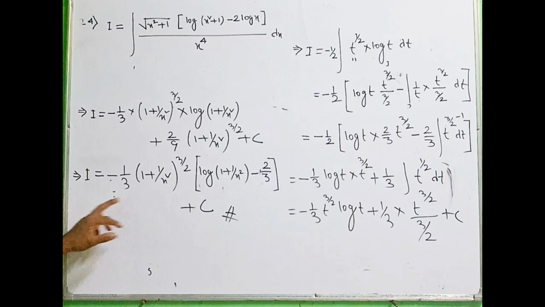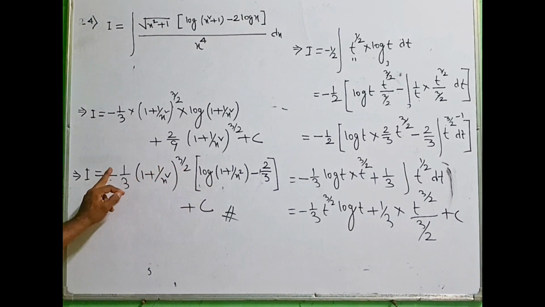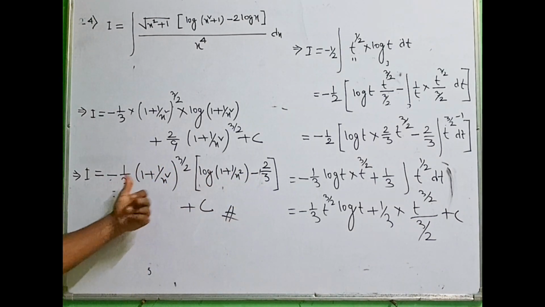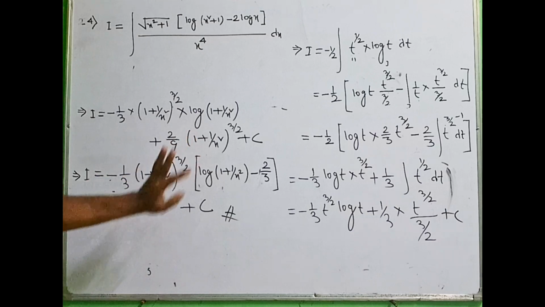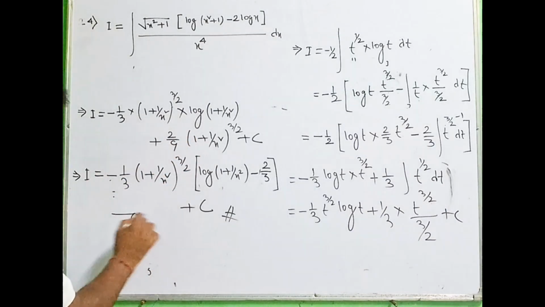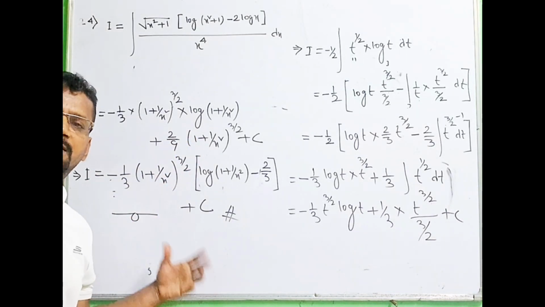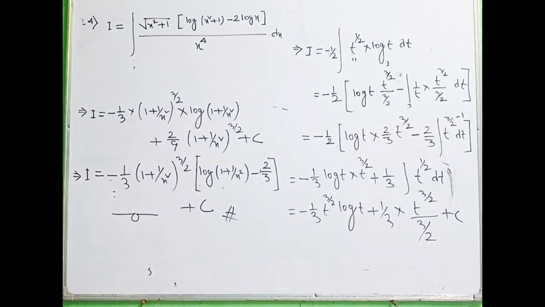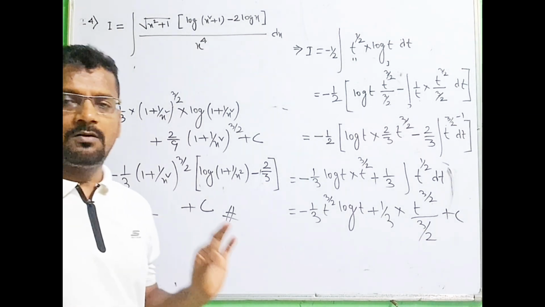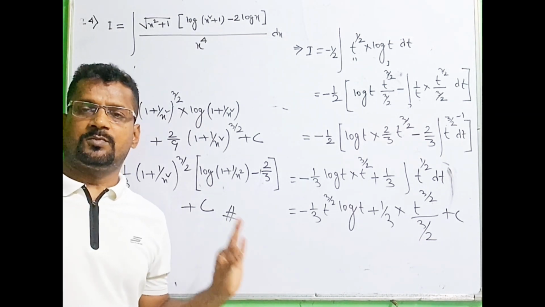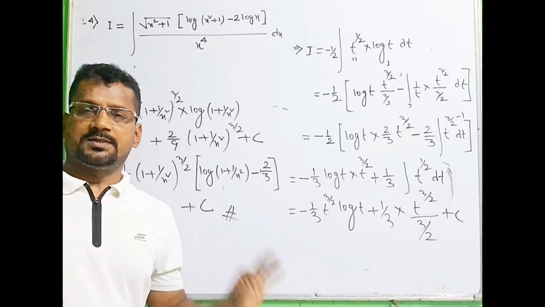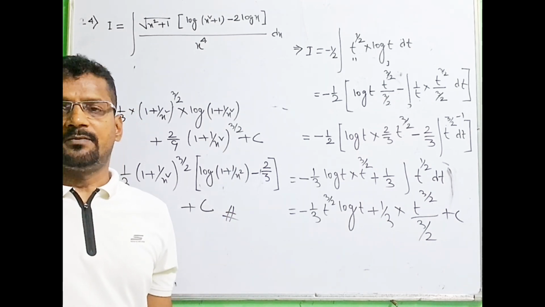This is your answer. And if you multiply this, you will get minus 1 by 3 into minus 2 by 3, that is your plus 2 by 9. This was correct. So in your NCERT textbook, answer is given in this form. So it means we have solved all the indefinite integration problems from your miscellaneous exercise 7. Thank you.